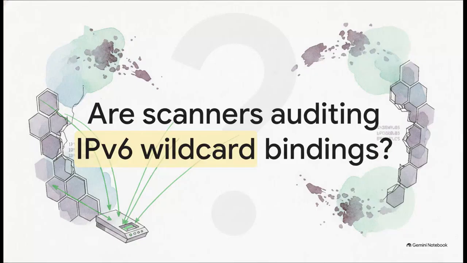transition deployment. I want to leave you with one final, absolutely critical question to hash out with your security team this week. Are your current vulnerability scanners actually auditing those IPv6 wildcard bindings, or is your meticulously crafted perimeter already being silently bypassed? Seriously, don't just assume you know the answer, go verify it.